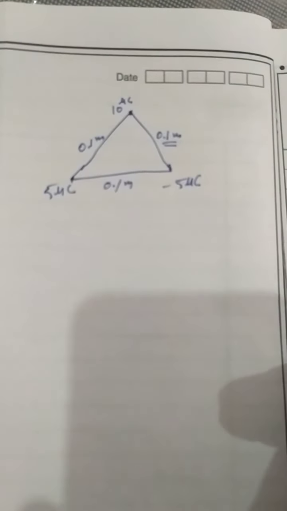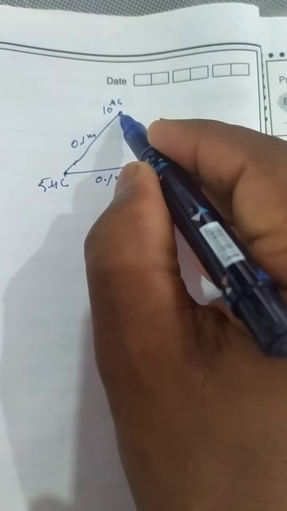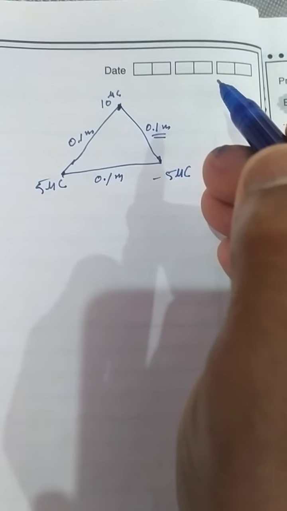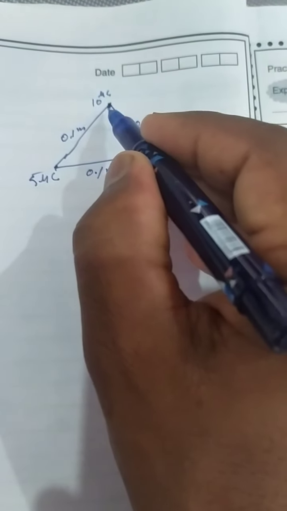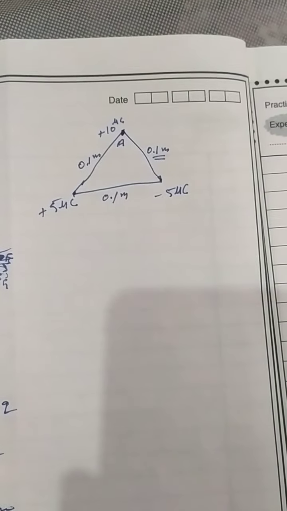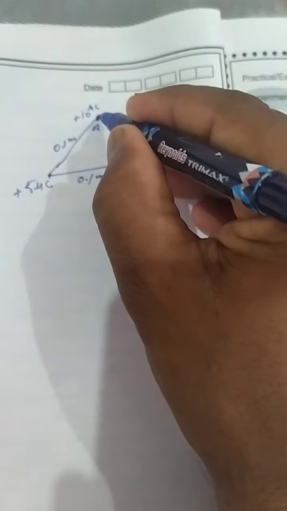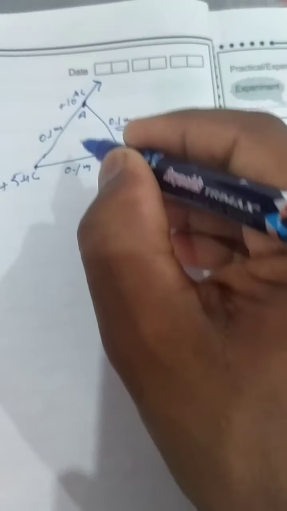So what is asked here? What is the net force on the charge 10 microcoulomb? So we have to find the force on the charge at point A, whose magnitude is 10 microcoulomb. You know that this is plus, this is also plus. These are positive charges, and as we know, positive charges repel each other. So what will be the effect? The force will be like this, and for example this is point B and this is point C.